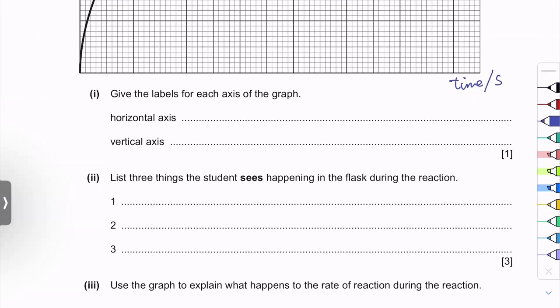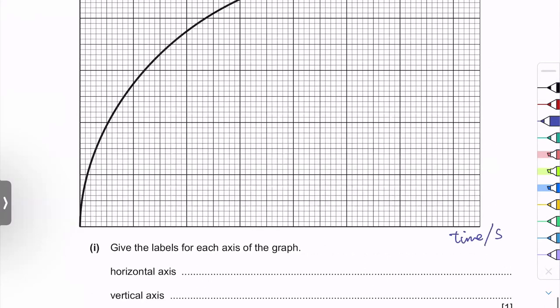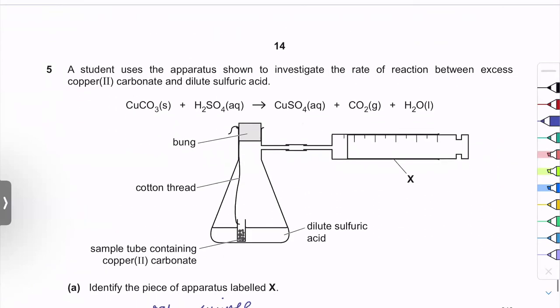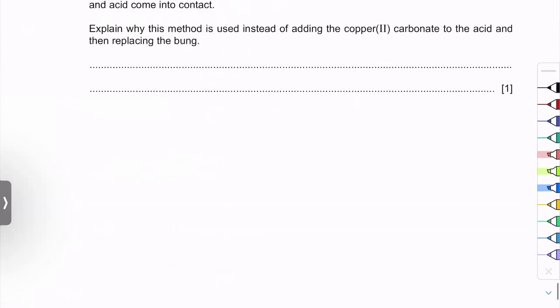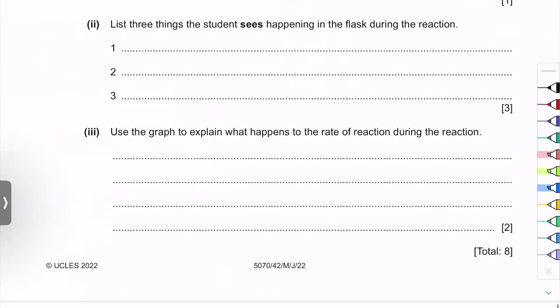Now below: list three things that students see is happening in the flask. Three things. We just talked about it. The solid is disappearing. Bubbles are coming. What else is happening? Oh, copper sulfate is being made. Copper sulfate is blue. So the copper carbonate solid disappears. Copper sulfate is made. You will not see copper sulfate because it's aqueous, but you will see the color going blue because of copper ions, and you will see bubbles of gas. So these are the three things you see. By the way, that also shows that we can use a colorimeter to measure the rate of reaction, because a blue color is coming from a colorless thing. We can see its intensity to see how much the reaction has progressed.